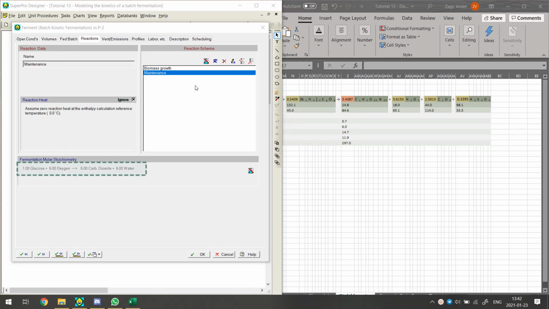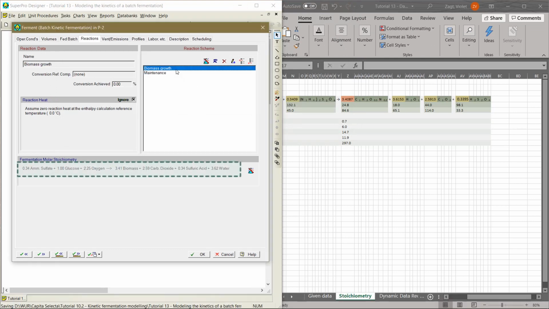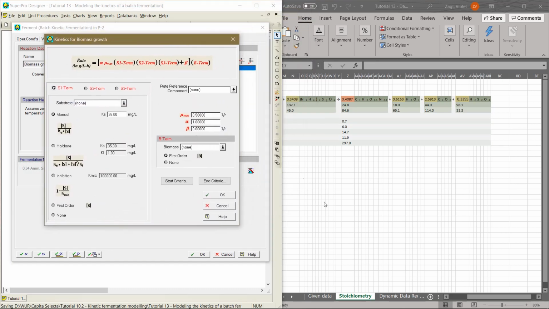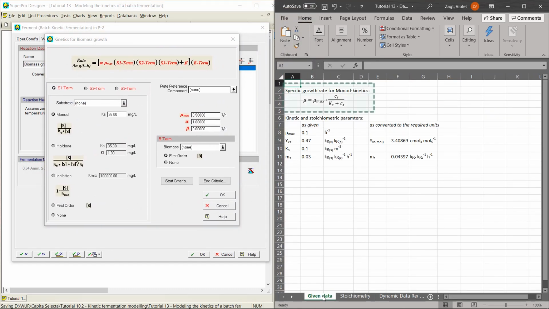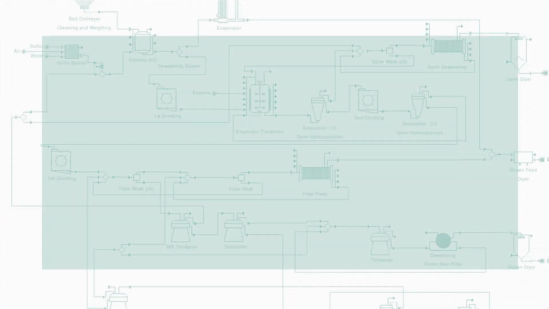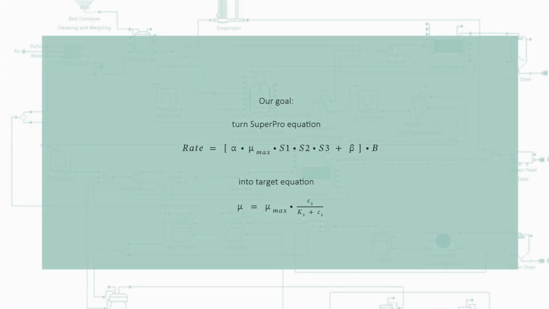Now that we have defined the stoichiometry of the reactions, we can move on to the kinetic equations. We know from the assignment that the biomass growth follows Monod kinetics, so this equation is what we want to get into SuperPro. However, we are presented with a weird and complicated looking equation full of placeholders. Don't get spooked by this monster, we'll go through it together. Our goal is to fill in these placeholders in such a way that this equation in SuperPro gives the same result as the equation we were given for the growth rate.